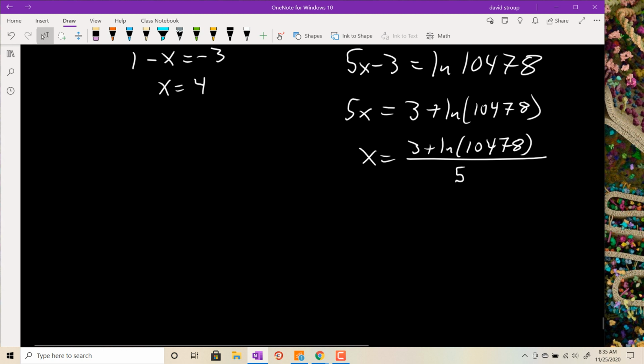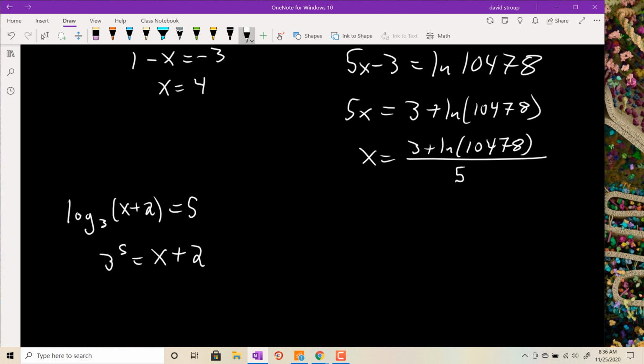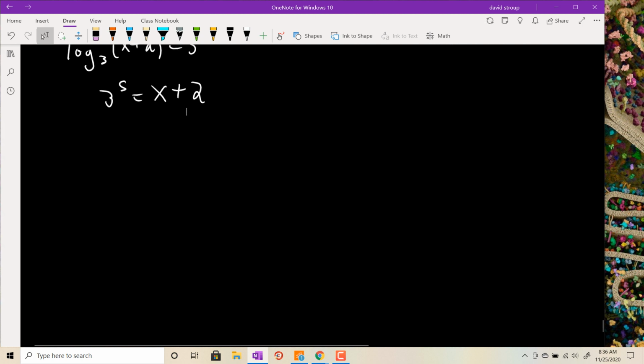Then the logarithm types, again, there's 2 versions. There's ones where you're using the definition of the log, which basically says if you have log base 3 of x plus 2 equals 5, you could rewrite that as 3 to the 5th equals x plus 2. Okay, and then solve that. So let's look at one of those. I guess let's look at number 69.